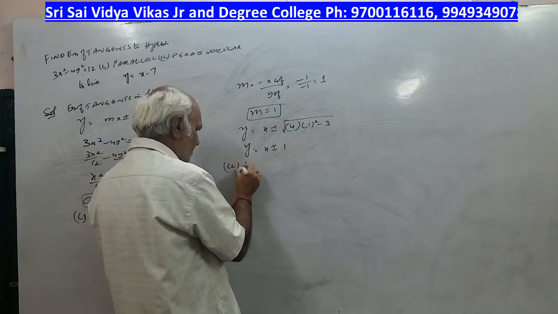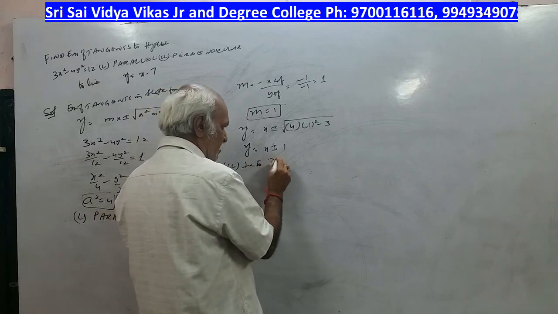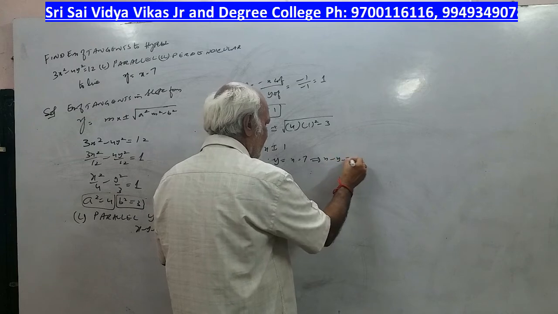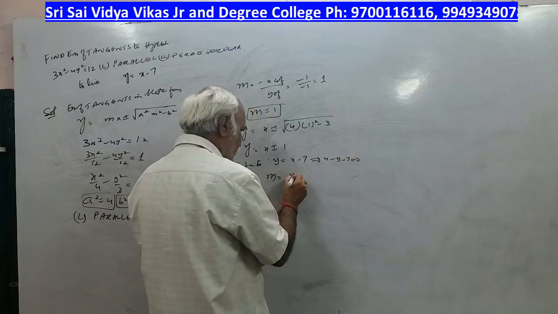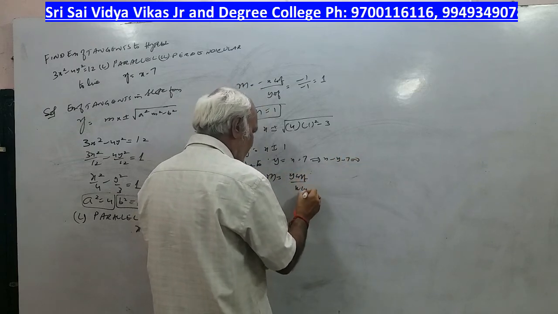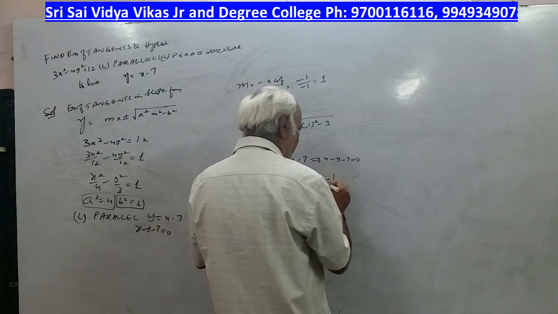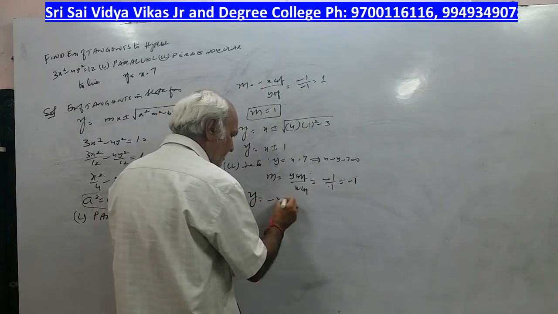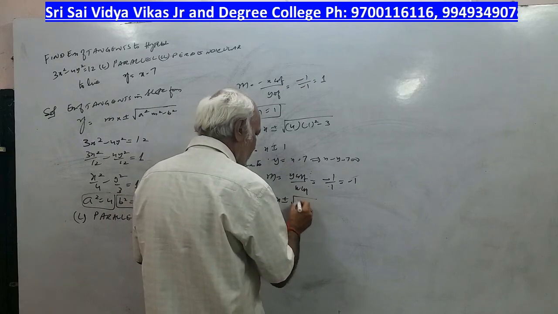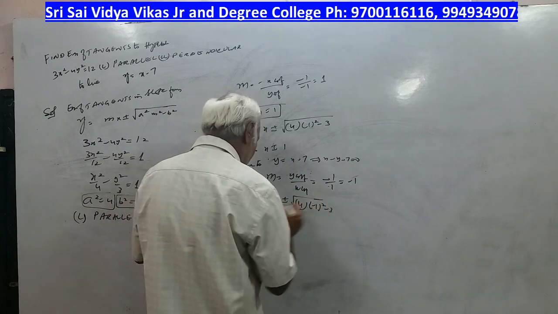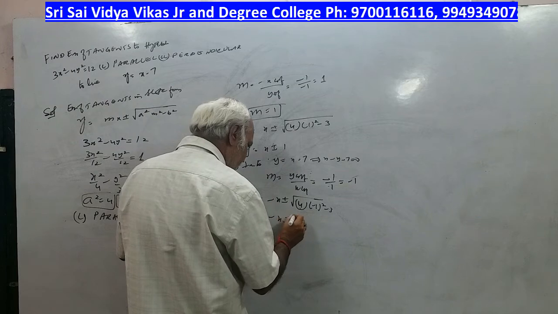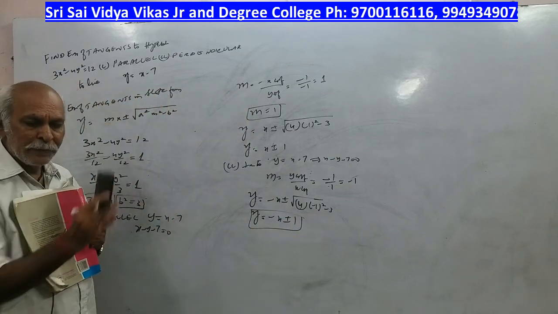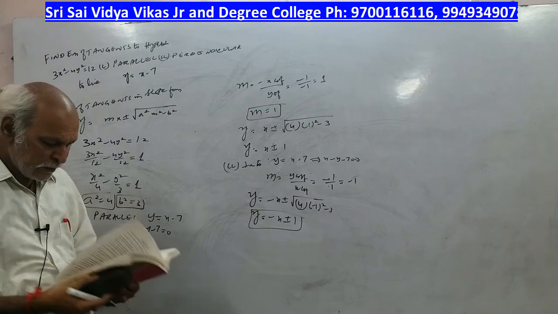Second condition, perpendicular to y is equal to x minus 7, which is nothing but x minus y minus 7 is equal to 0. M is equal to y coefficient by x coefficient. So minus 1 by 1, which is minus 1. So y is equal to minus x plus or minus root of a square, which means 4 into minus 1 square minus 3. So minus x plus or minus 1. So these two problems are very very important: parallel, perpendicular, and condition. Okay, let us see next two.